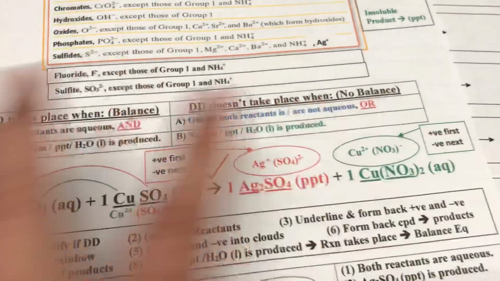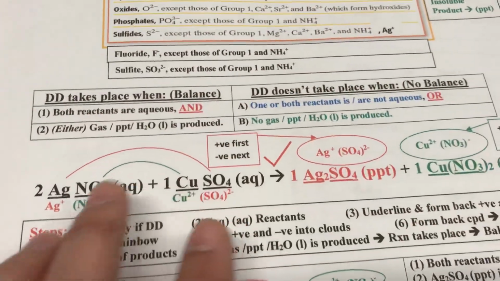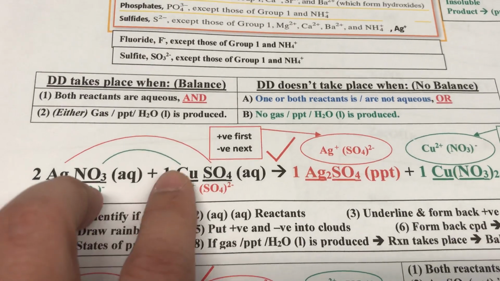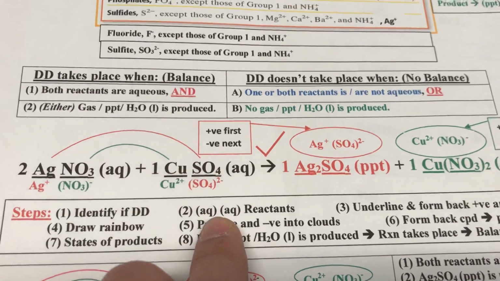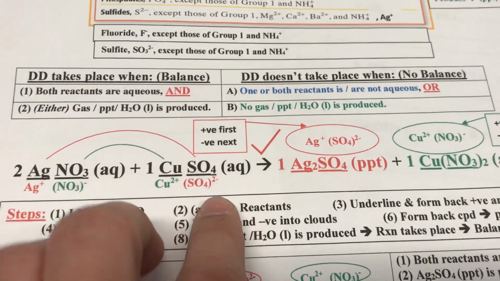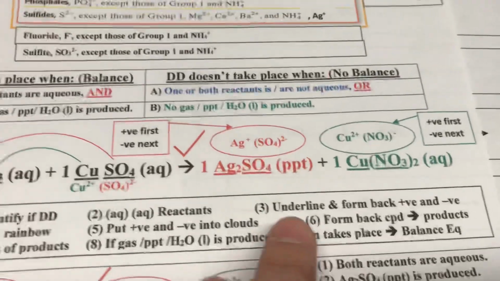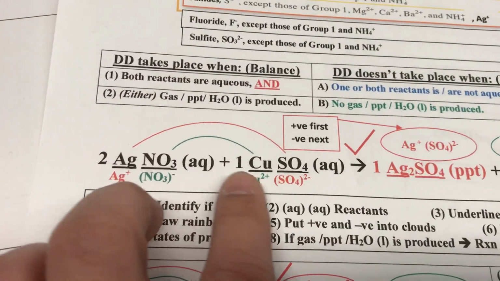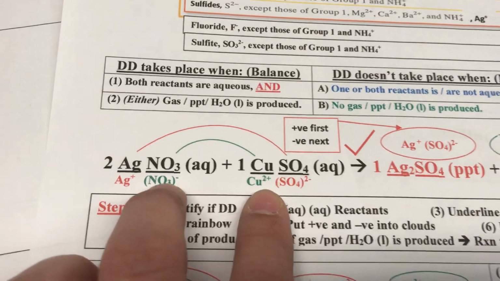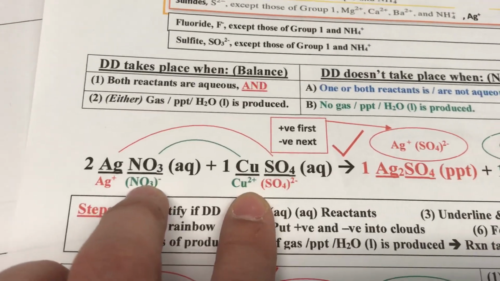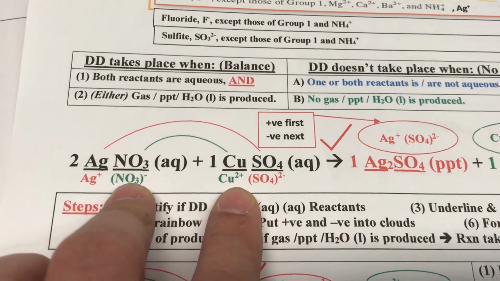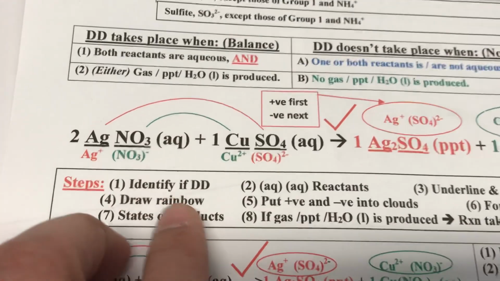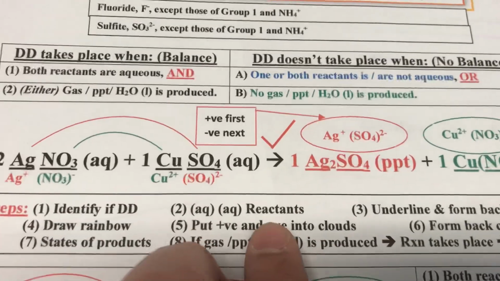Now here I give you a very nice paper. You've got to follow the steps. First identify the double displacement, meaning compound and compound, and then make sure that both reactants are aqueous by using the charge on the top. Then you underline them and you form the charges. You go back to crossover, or you can find the charges from the periodic table or the poly sheet, and then you draw the rainbow. Draw a rainbow, and then you put the positive charge and negative charge in the clouds.